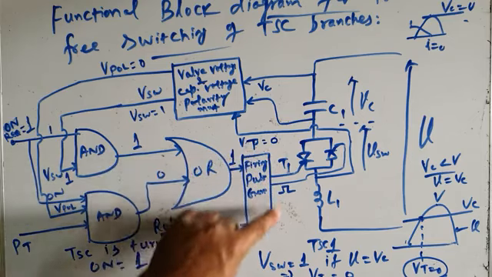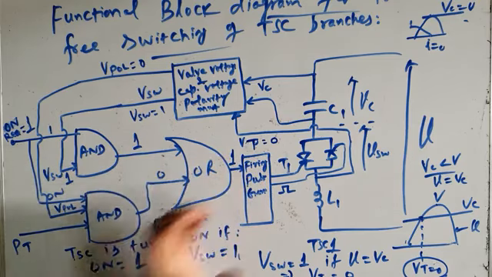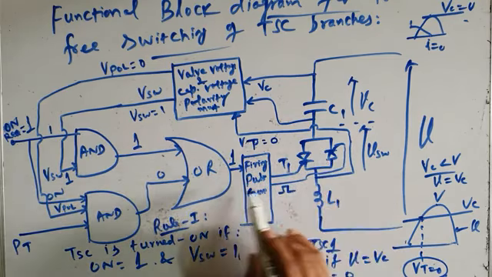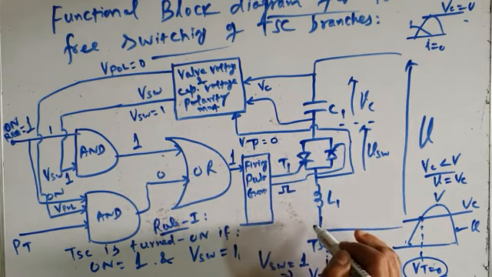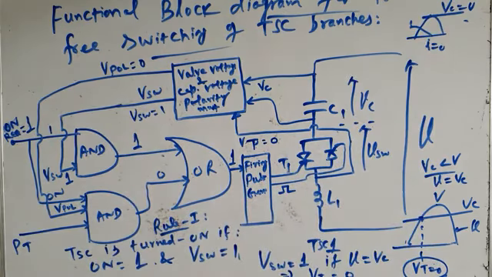So 1 gives information to the firing pulse generator to issue the firing pulses to this TSC branch. So it issues firing pulses to this TSC branch, and this TSC branch immediately turns on.